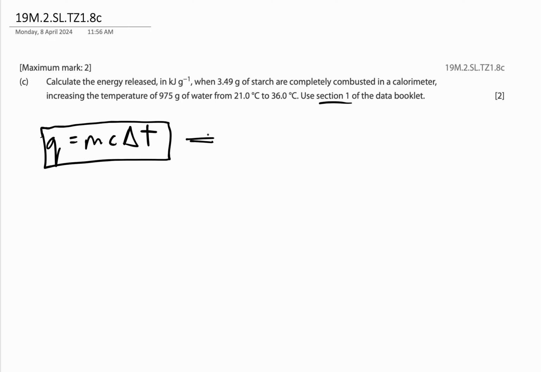Because this formula will actually give us the energy released from 3.49 grams of starch. That's what this formula will give us when we input all our variables. So let's calculate this first.